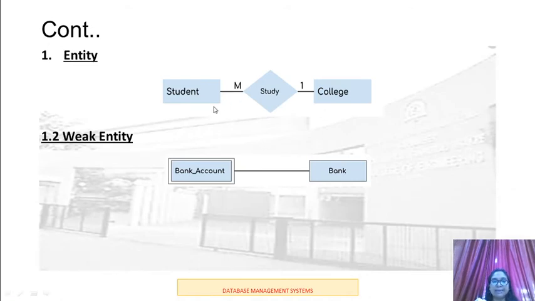This is the entity. Student is an entity and college is an entity. The relationship between them is study. One college is only one, and multiple students are studying in this college. So the relationship is one college and multiple students, so the relationship is many to one. Weak entity: bank account is the weak entity.